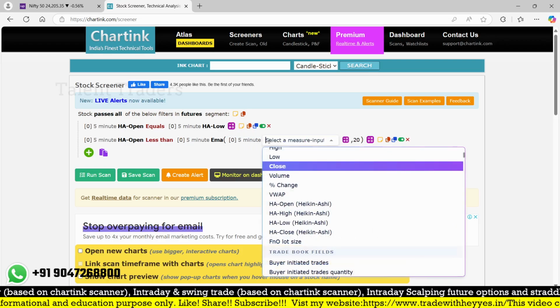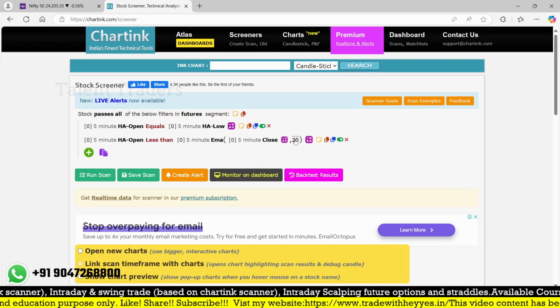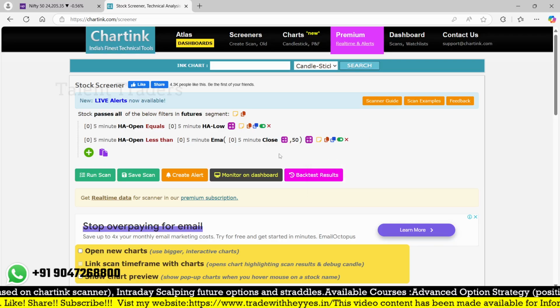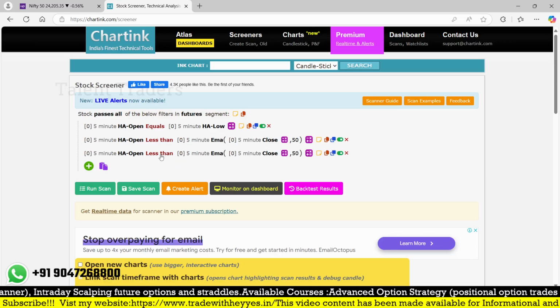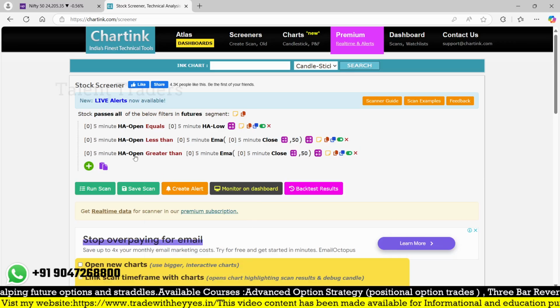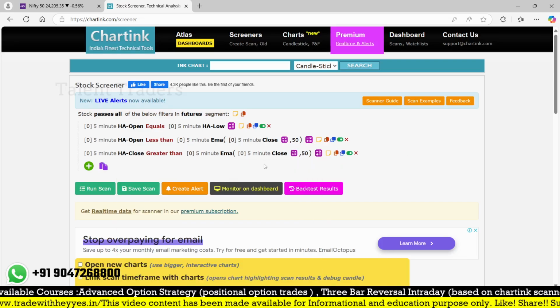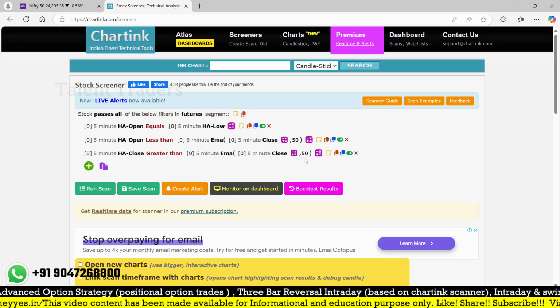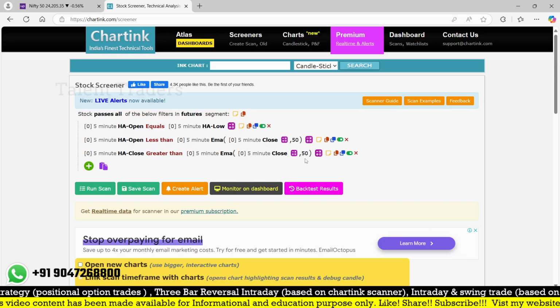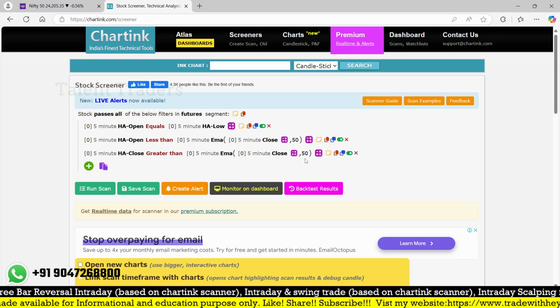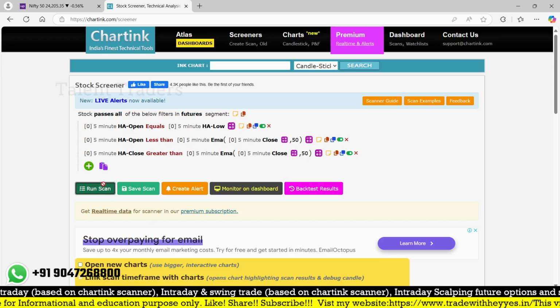EMA close 50. Okay, so this is a condition, and one more condition which I might add: Heikin Ashi close must be greater than the 5 minutes EMA close 50. So this will tell you the stock which opened below the 50 EMA and closed above the 50 EMA.